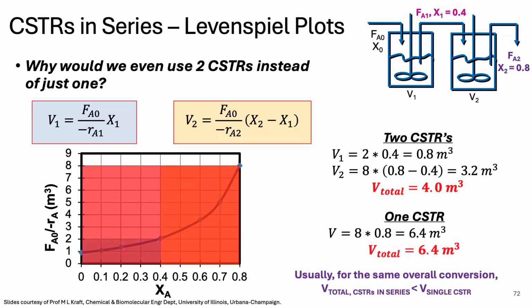So typically, what we see is that if we want to achieve the same overall conversion, then the total volume of CSTRs in series will be less than that of a single CSTR. In other words, we can achieve the same conversion using a series of smaller CSTRs than we could using a single very large CSTR.